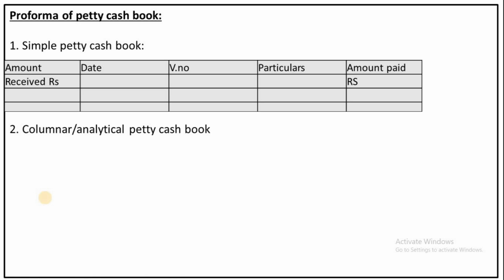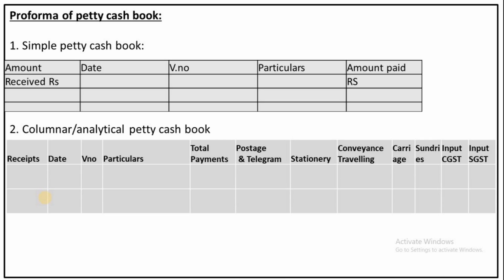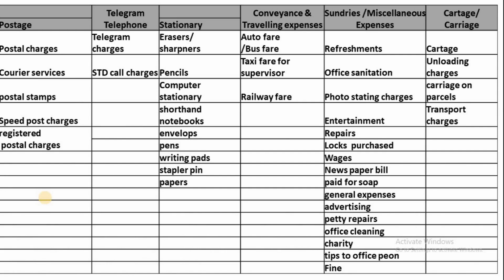The second one is analytical petty cash book or columnar petty cash book. The first 5 columns are the same as simple petty cash book and the next 7 columns vary according to the company's expenses. For example, if I have wages in my transactions or repairs in my transactions, more number of transactions, then I will put a separate column for wages and repairs. I have segregated the expenses according to the categories. You can refer to this chart and record the transactions in the respective categories.